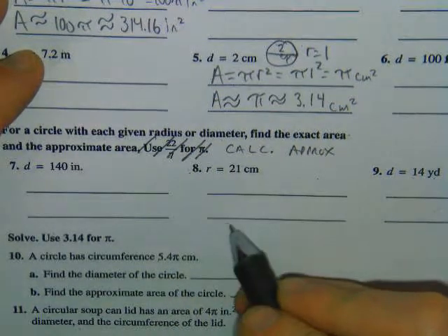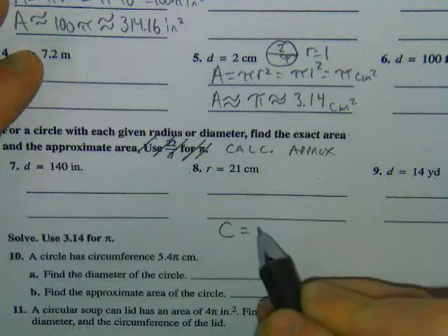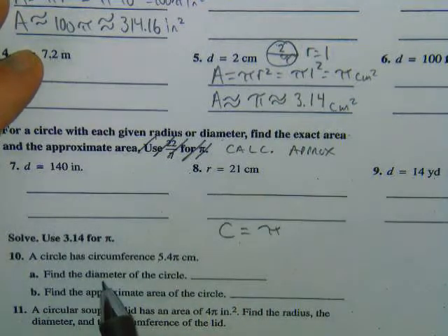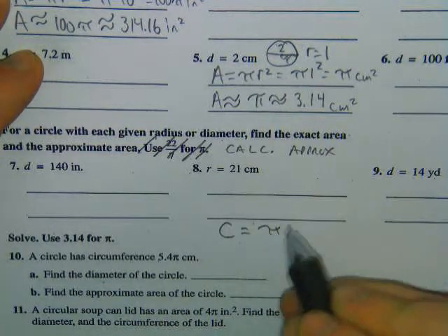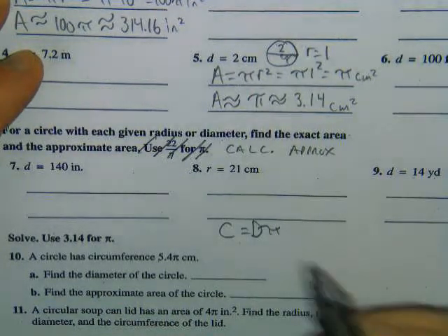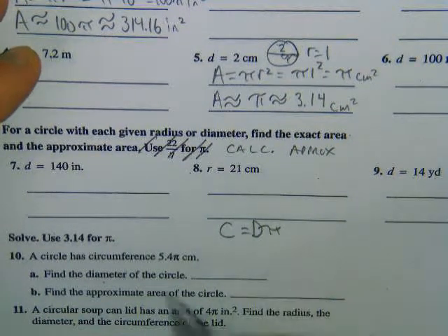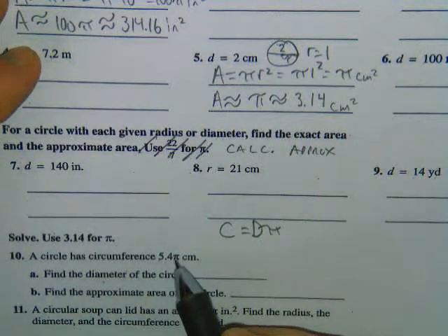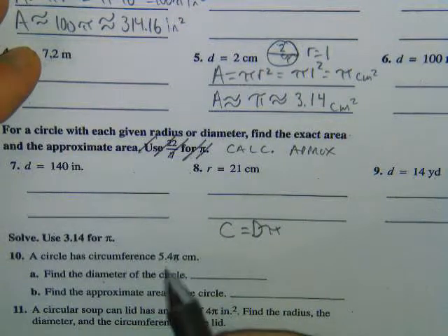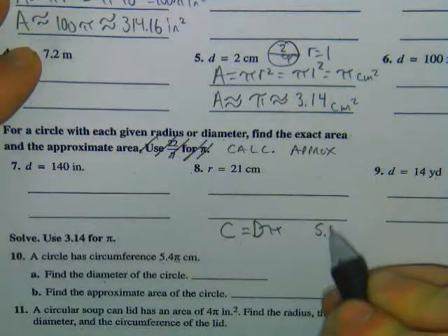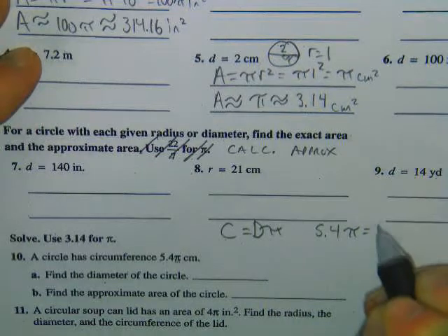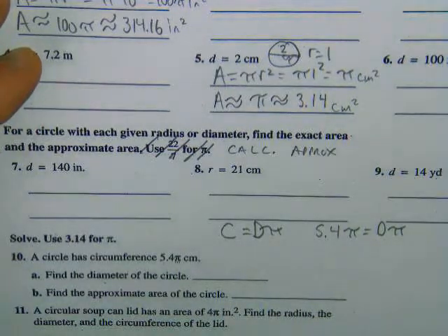So, let's start with the formula. Circumference is pi times the diameter, so I'm going to use pi d, or d pi. Okay? Now, I know the circumference is 5.4 pi. I saw the pi, I just went too fast. So circumference is 5.4 pi. 5.4 pi is equal to d pi. I want to get d by itself. I want to find the diameter.